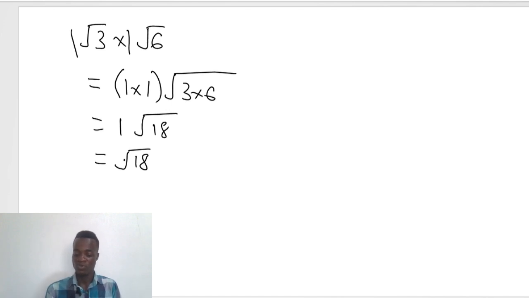A simple way is to use your calculator. I still have mine. Just put in square root of 18 to get the reduction for you. I have 3 root 2. So this one will become 3 square root of 2.